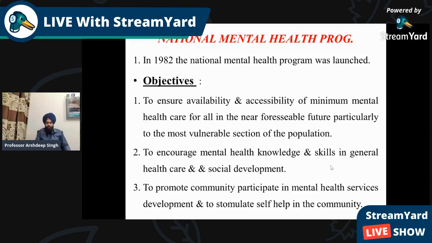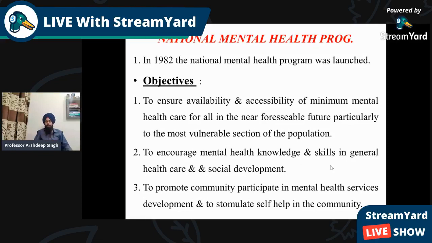Second, to encourage mental health knowledge and skill in general healthcare and social development. So not just physical health, but also to motivate people to improve their mental health, so that a person should maintain their physical as well as mental health. That was the second objective. Through that, the government's initiative was to make the general population aware of mental health issues.